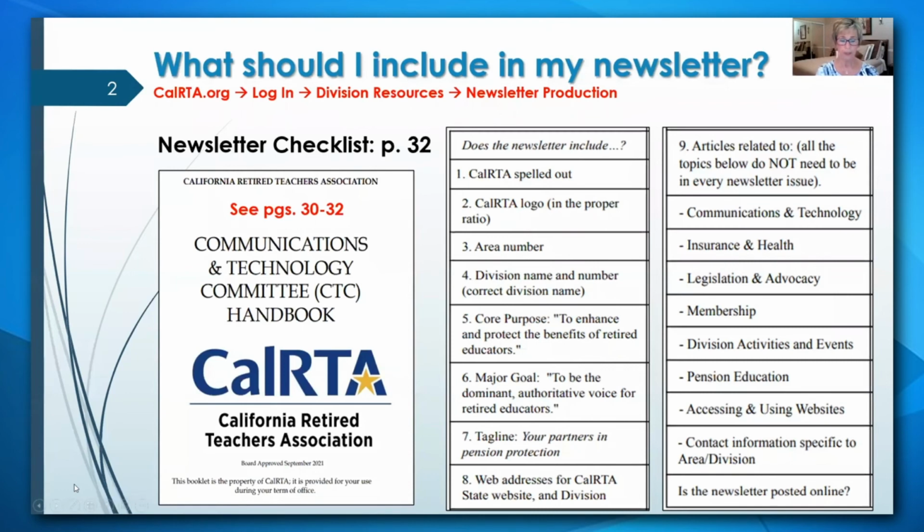So the first topic that we need to cover is what should be included in your division newsletter. And the best place to start is the CTC handbook, believe it or not. Pages 30 to 32 cover newsletter production, but we're going to focus on page 32, which is actually a newsletter checkoff sheet or checklist that has 9 different items listed.